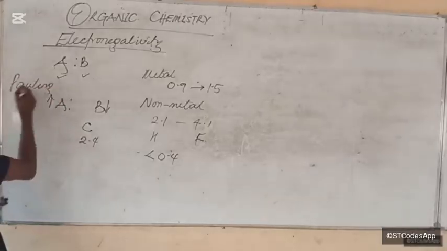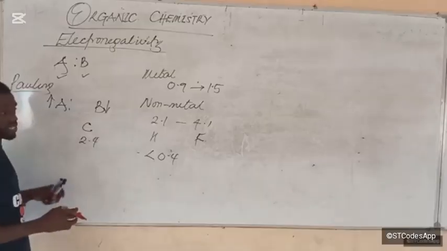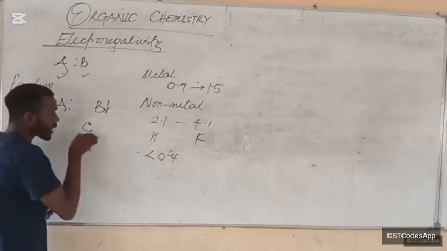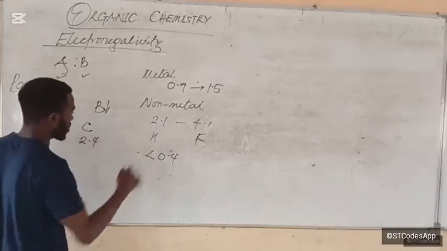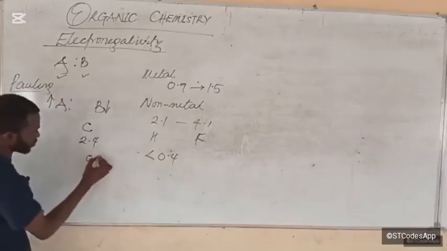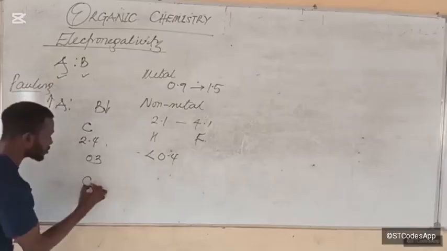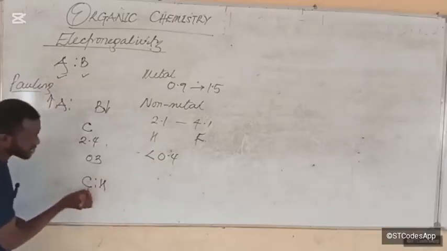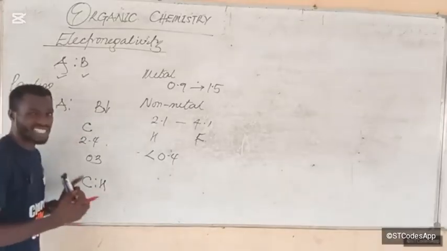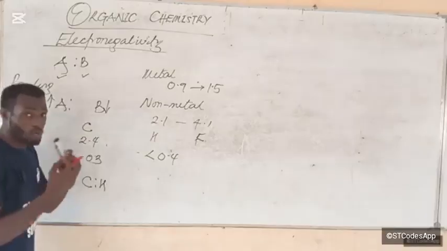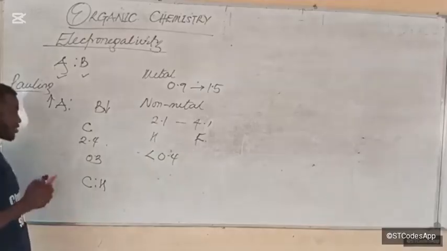Okay, Pauling and other scientists came together to create a scale of electronegativity values. So carbon has an electronegativity value of 2.4, while hydrogen has 2.1. If you subtract, you get 0.3, which is not up to 0.4. So when you have a bond between carbon and hydrogen, the electron density is going to be equal, or at least almost equal, between them. The sharing of electrons is going to be equal or almost equal.